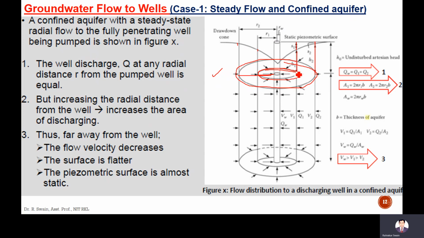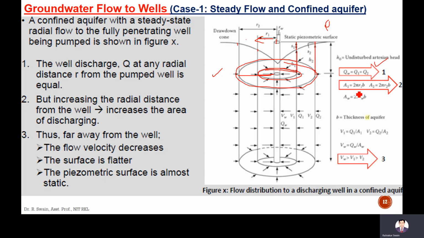By increasing the distance from the well, as R1 becomes R2, its areal extent increases. The area of discharge increases. So when the area of discharge increases, what will happen? Since Q is the same, Q1 is equal to Q2.